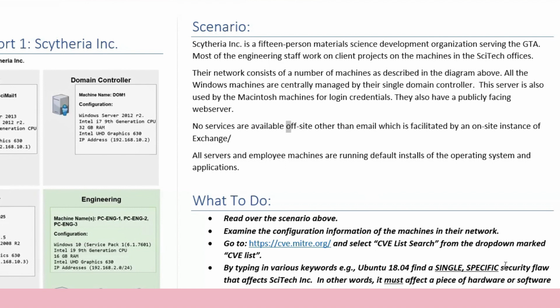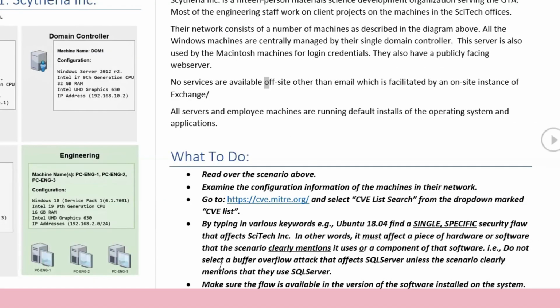So we are looking for a single specific security flaw that affects SciTech Inc. In other words, it must affect a piece of hardware or software that the scenario clearly mentions. That means whatever you are discussing must affect one of the hardware items in this organization, or the software installed on the hardware or any of the servers. And it said do not select a buffer overflow attack that affects SQL Server unless the scenario clearly mentions that they use SQL Server.